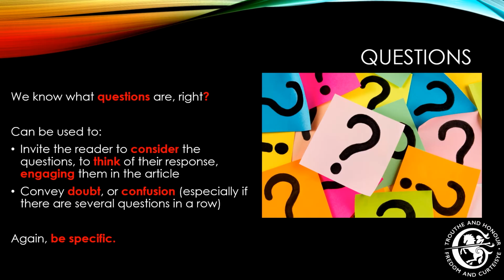They can also be used to convey doubt or confusion, especially if there are several questions in a row, that might suggest somebody's feeling anxious or overwhelmed or uncertain about something. But again, as is the case with all of these, really, you need to be specific about the specific questions that you're analysing, okay? If they are inviting the reader to think about something, what specifically is the reader being invited to think about? If they're being used to show doubt or confusion, what specifically is the writer anxious about or confused by? Okay, it's not enough to just say it shows doubt or it makes the reader think. That's too vague. You need to be specific. Think about what. Doubt about what.